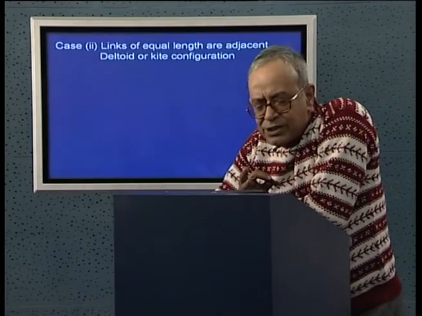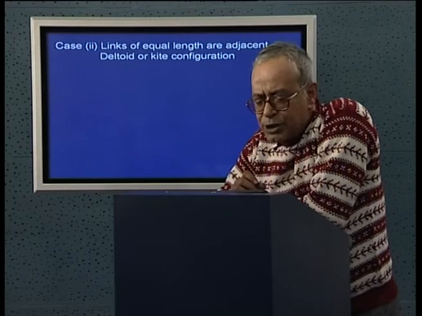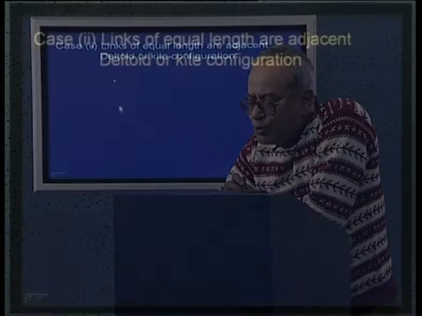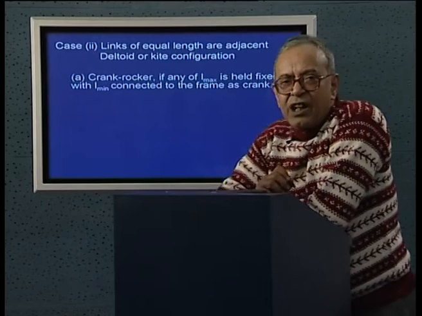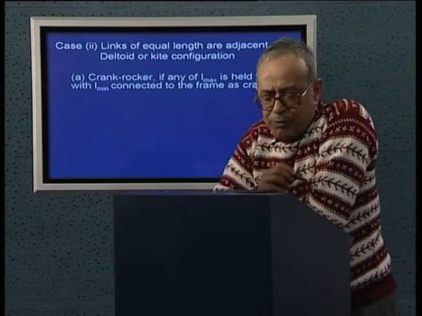Let us now discuss the second case of this special situation of a transition linkage, when we have 2 pairs of equal link lengths. However, unlike in a parallelogram situation, here the links of equal length are adjacent, not opposite to each other. And this configuration where the links of equal length are adjacent is called a deltoid or kite configuration. Now, from this deltoid or kite configuration, there are 2 different possibilities.